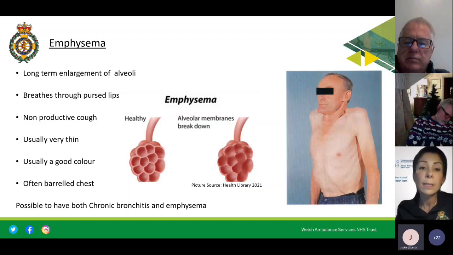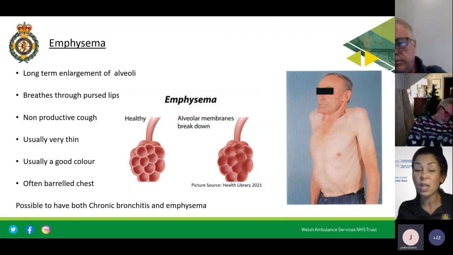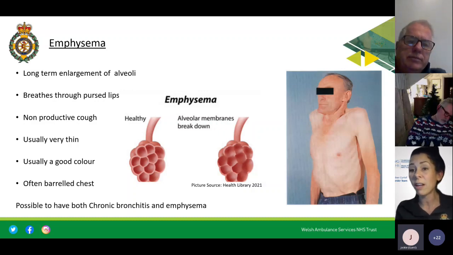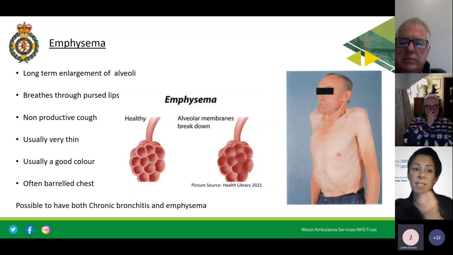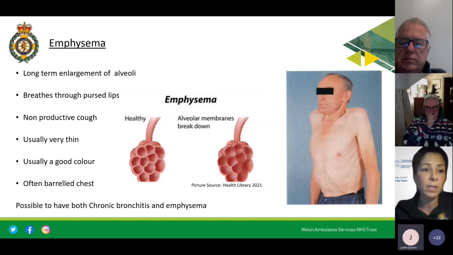So it's that real difference between pursed lips and finding that pressure at the end of their breath. Because there's not the narrowing of the bronchioles and there's not that excess mucus, you usually find that they don't have a productive cough. So if you're with an emphysema patient who now has a productive cough, that's usually a sign that something's changed. But on the day-to-day, because it's the alveoli that are affected, they don't tend to have that productive cough. They're also usually very thin.